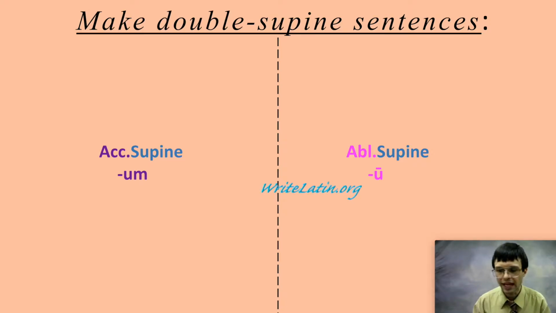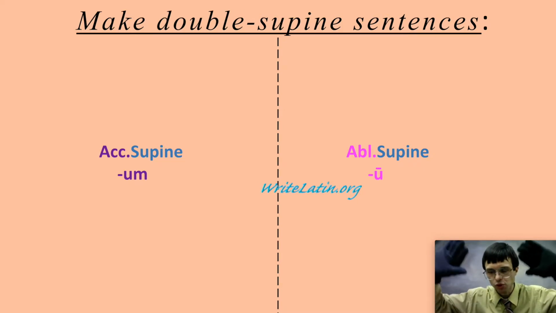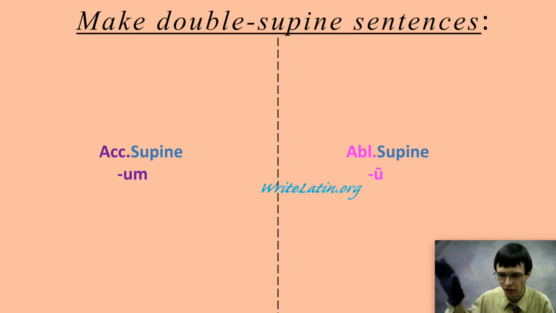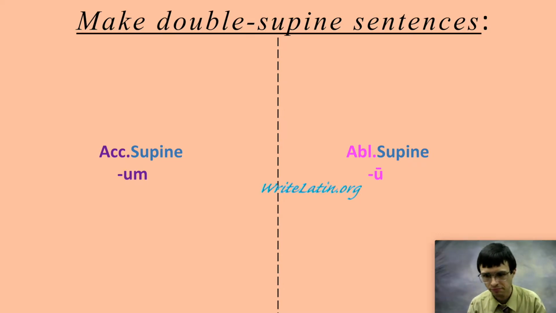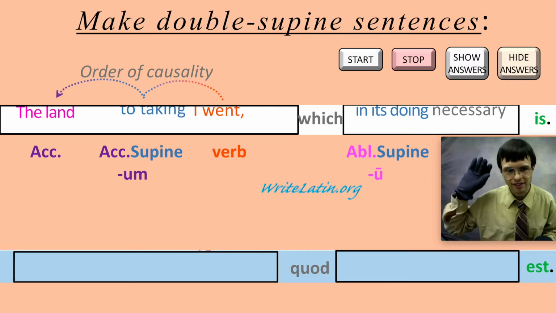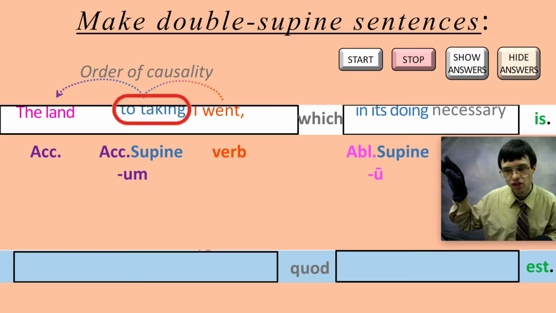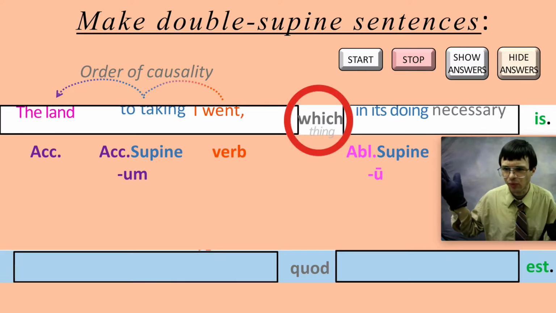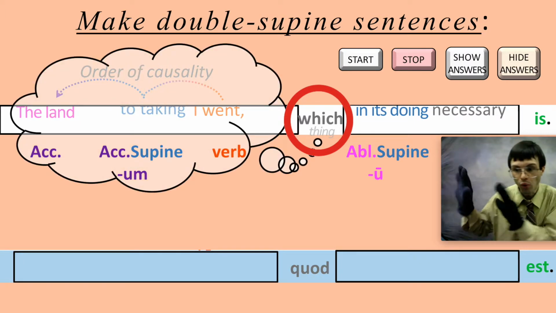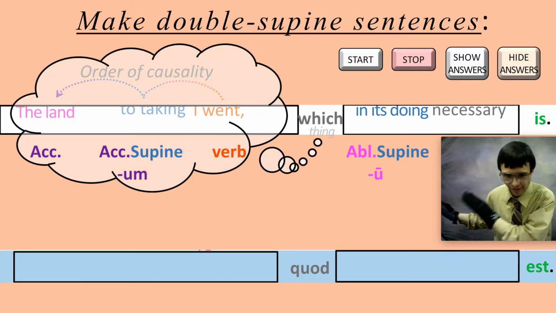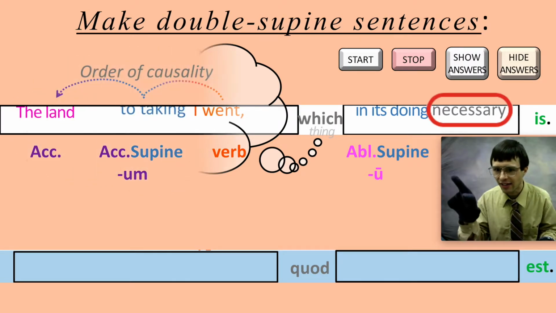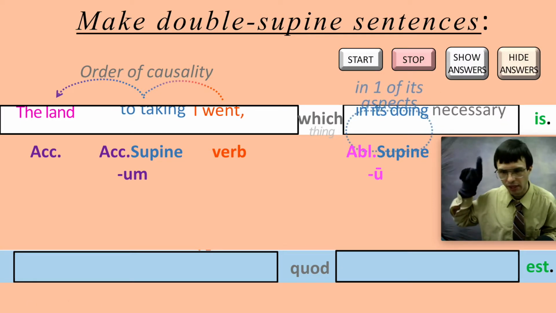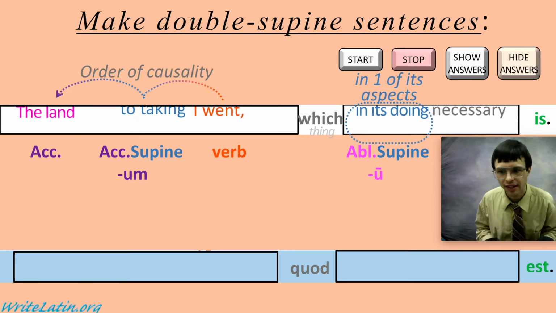Okay, so here we're going to make a complex sentence with both of the two common kinds of supines. We're going to first do an accusative in the first clause and then an ablative in the second clause. So the way you would understand this is, I went to take the land. Which thing? What thing am I talking about? That whole sentence is the thing. All that is necessary. Necessary how? In one of its aspects, in its doing. It's not necessary to say it.